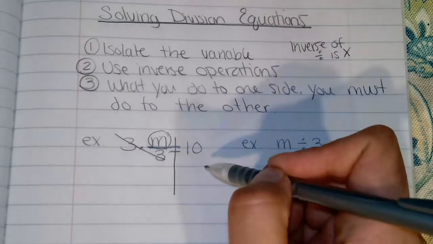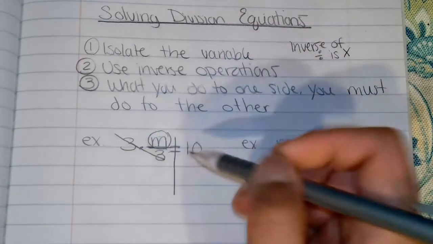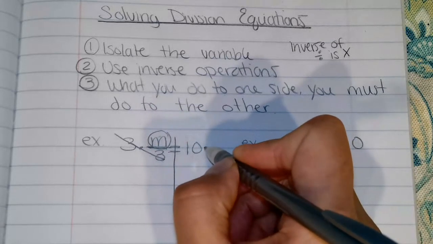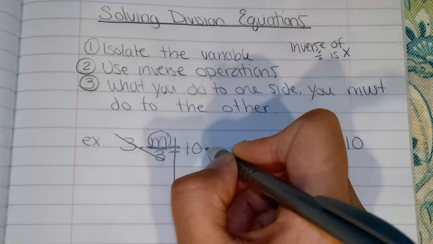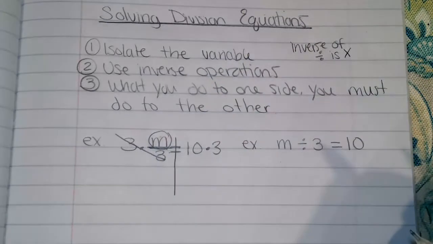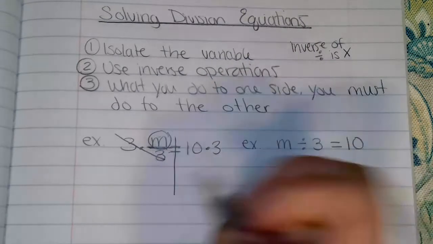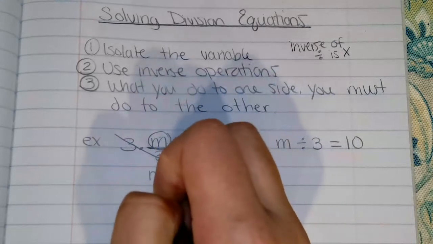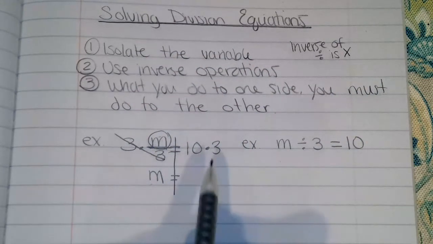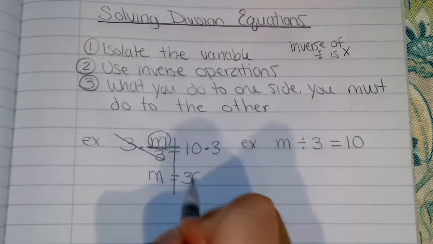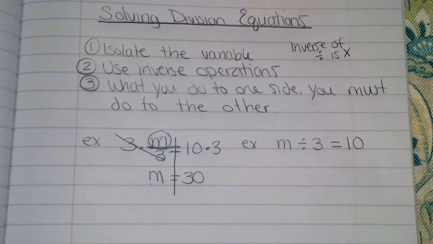Now I have to look over on this side. Anything I do to the left side, I must do to the right side. So I'm going to multiply by 3. 10 times 3. Okay, so that's going to give me m, my variable, on the left side, and it's going to give me 30 on the right side.